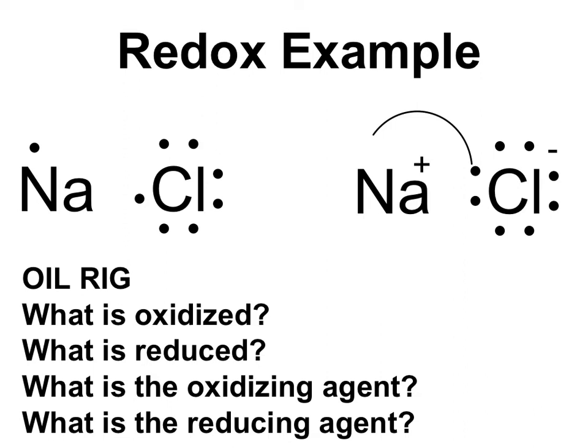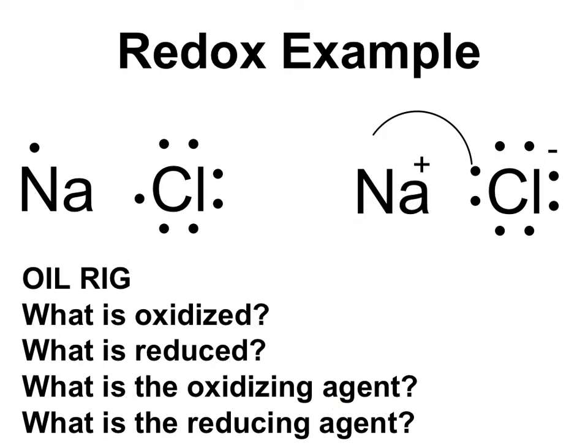So sodium is oxidized because sodium lost an electron to chlorine. Well, what is reduced? Reduction is gain, and in this process, sodium lost an electron, but chlorine gained that electron. Chlorine is reduced. There are two more terms we want to keep straight: oxidizing agent and reducing agent.